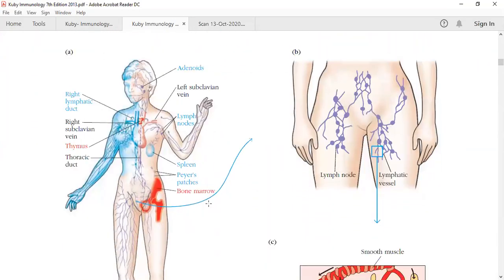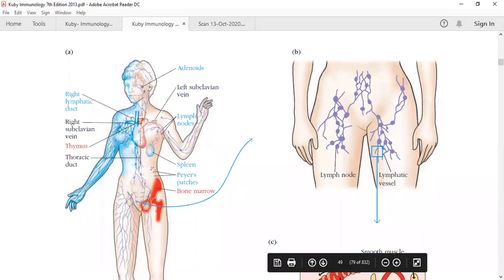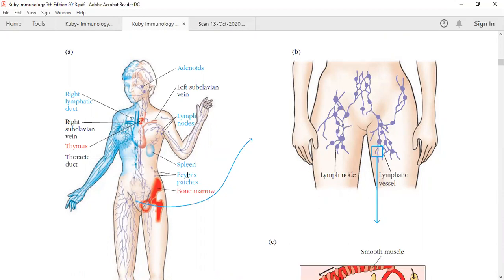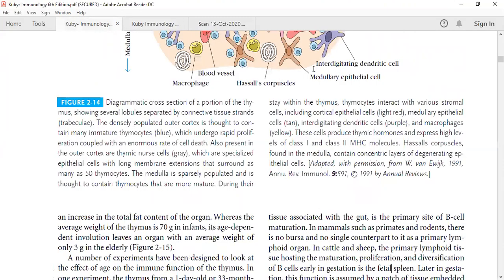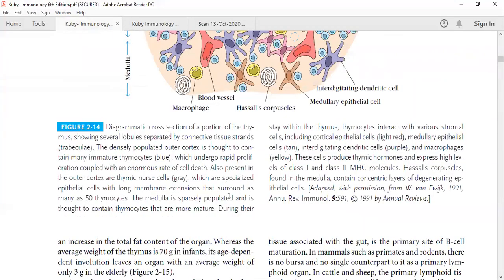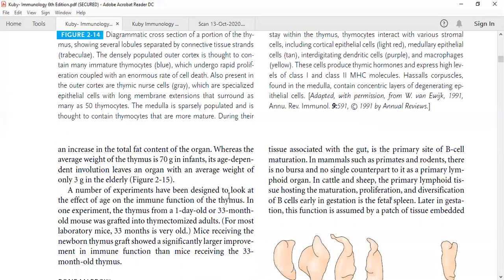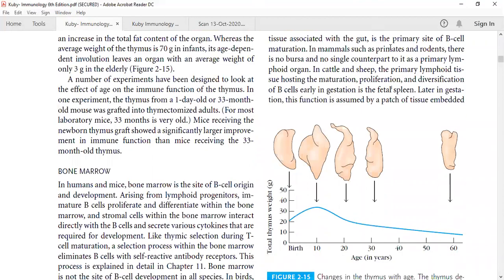Okay, so we are having some specific regions, Peyer's patches, which are embedded in the intestine. These Peyer's patches are responsible for the synthesis of B cells in the cattle and the sheep.